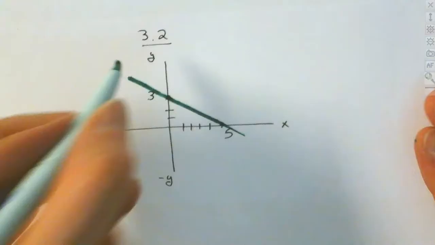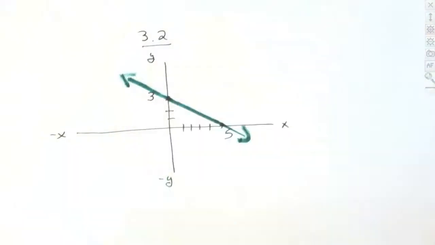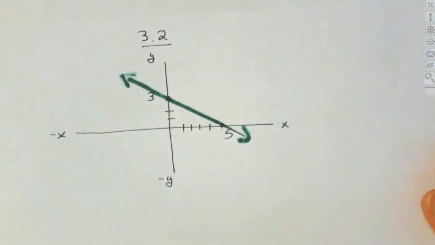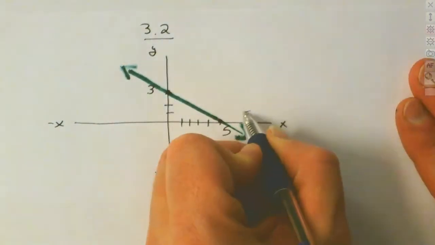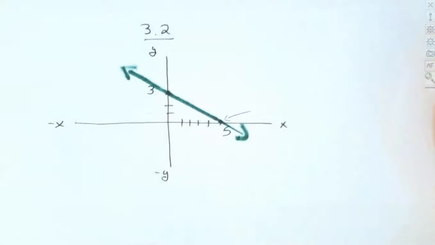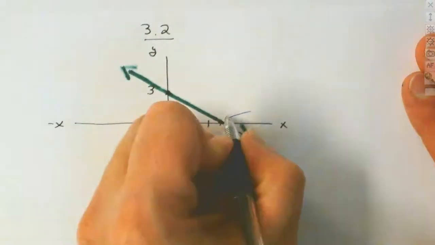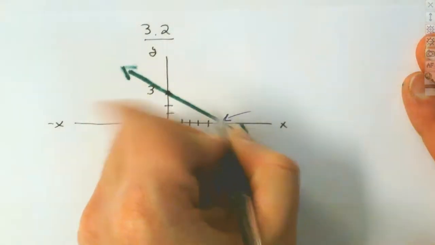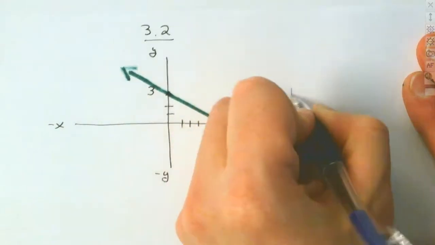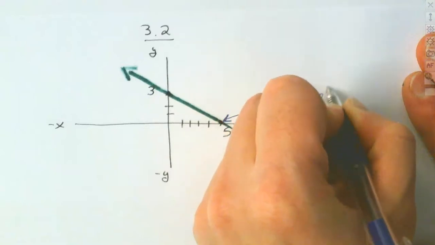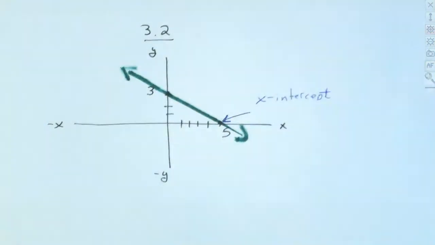So this line has intercepts. Now, what intercepts are is where they cross either the x-axis or the y-axis. And I labeled them x and y so that you can see. Now, this one right here, where it crosses the x-axis, well, this is going to be our x-intercept. Let's see, does that pen show up? Yeah, makes a little bit different color there. Okay, so that's going to be our x-intercept.